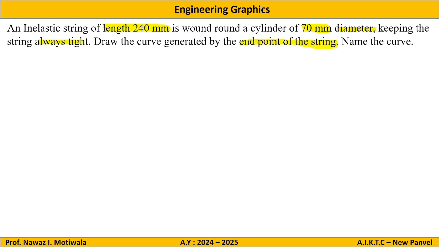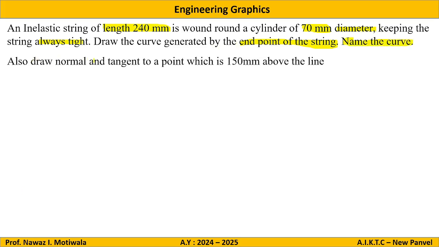So this particular sentence, draw the curve generated by end point of the string, reminds us that we have to draw an involute. And finally, we have to name the curve. So the curve name will be involute. Also, draw normal and tangent to a point which is 150 mm above the line. In earlier questions, we used to draw normal and tangent to any point on the curve. Here it is mentioned that you have to draw normal and tangent to a point 150 mm above the line. So two things. One is the length of the string is given as 240 and normal and tangent should be drawn 150 mm above the line.